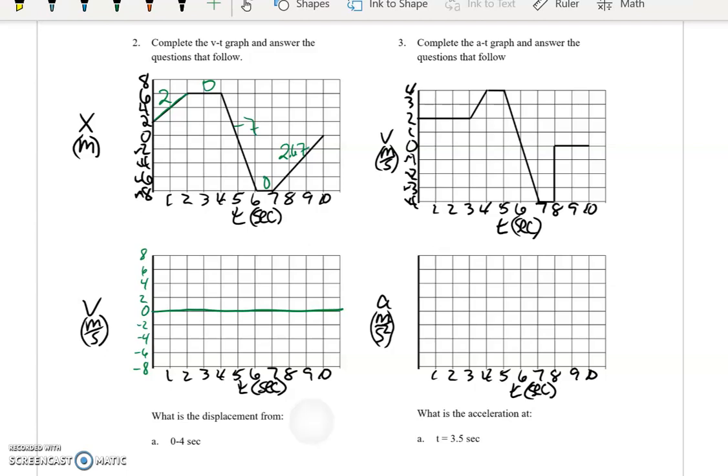First 2 seconds, I need a velocity of 2. Then a velocity of 0 for the next 2 seconds. Then a velocity of -7 until 6 seconds. Then a velocity of 0 again for a second. Then a velocity of 2.67.